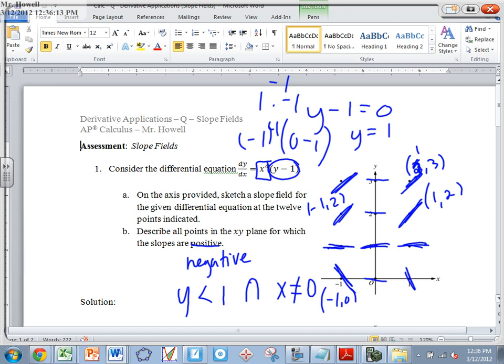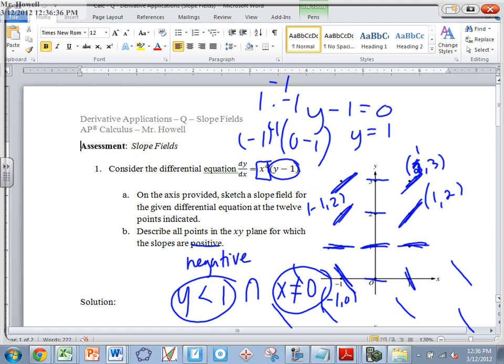Because when x equals 0, it's a flat line again. But everything else is going to continue in this direction. They're all going to look that way. So in this case, y less than 1 is one condition, everything below here, and x not equal to 0 is the other condition. You need two conditions, and you need the word and, please, not the word or.